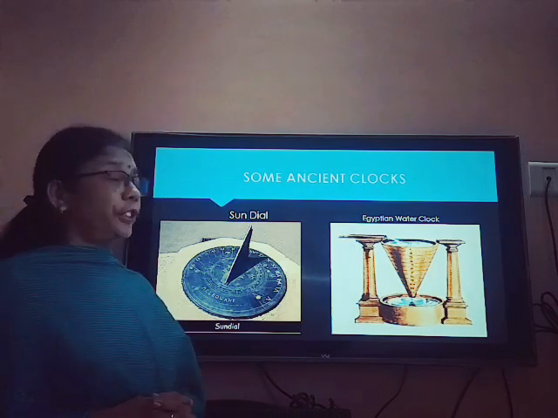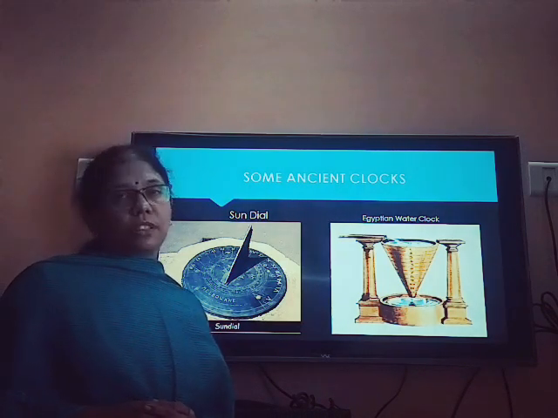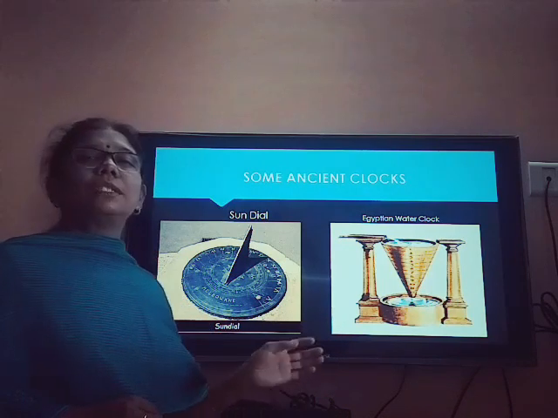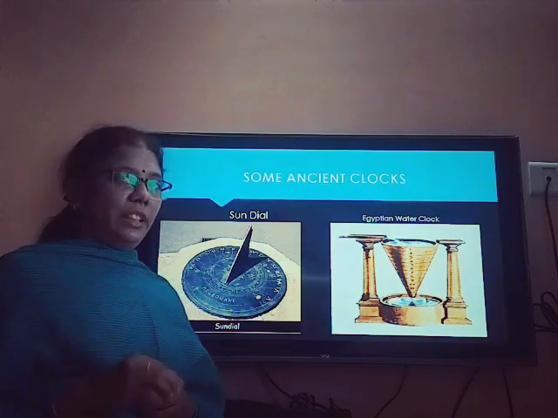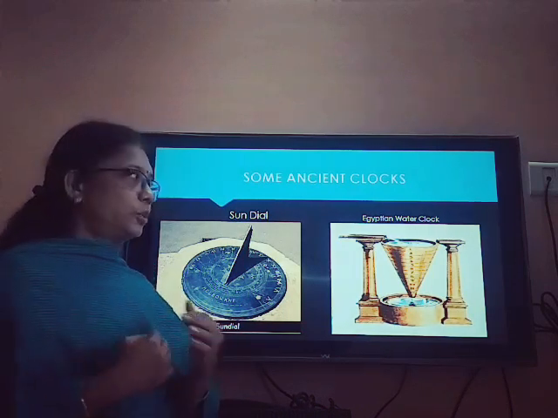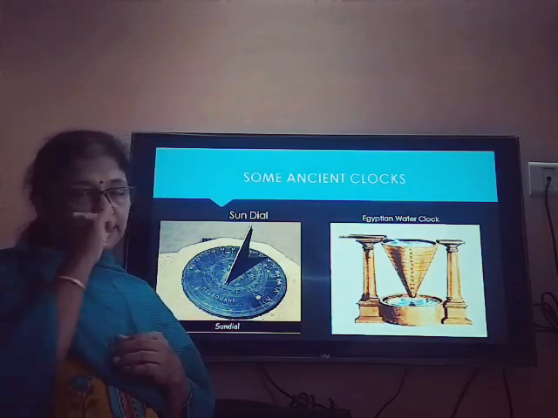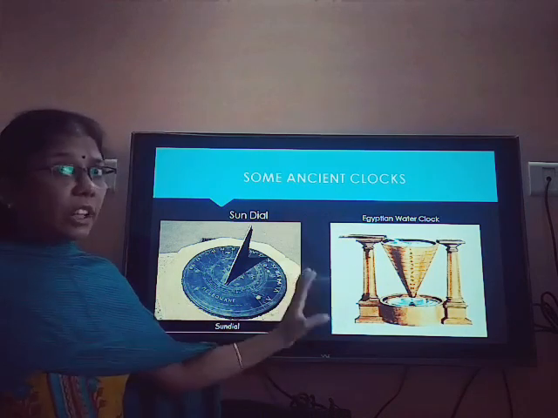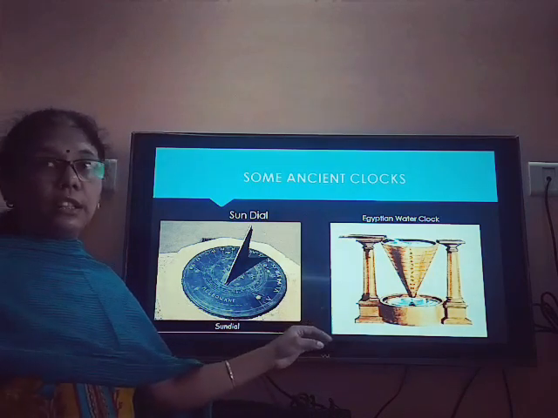The next clock that you are going to see is an Egyptian water clock. This actually does not tell us the time of the day, but it tells the amount of time passed. 1 hour has passed, 2 hours have passed, 3 hours have passed. That is what it tells us. It does not tell us the time of the day.